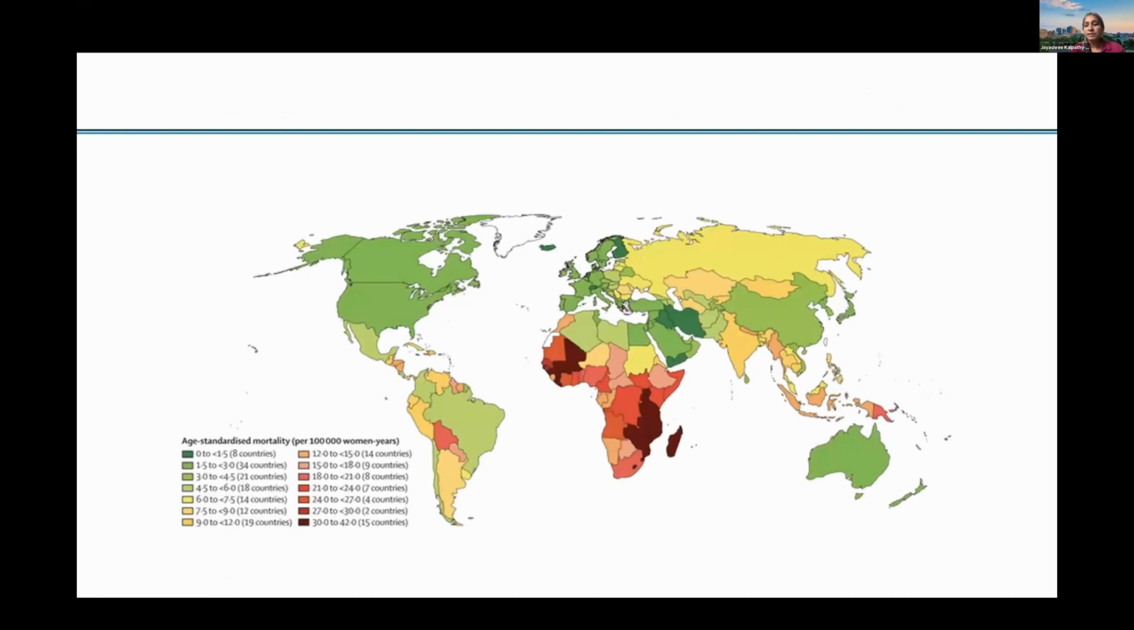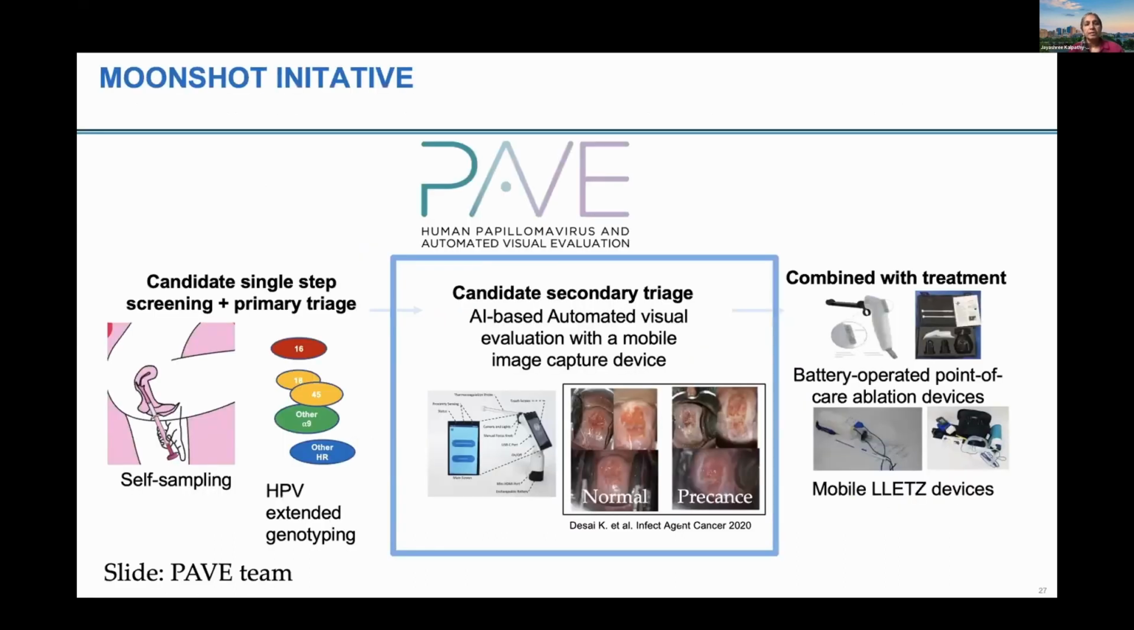Again, we see that the burden of the disease is concentrated in a lot of Africa and more low and middle income countries, parts of Asia as well. And so the goal is to come up with a low-cost approach that can be deployed worldwide, but with a focus in places where cost is a big concern. This is a sort of moonshot initiative, and it's the PAVE program.